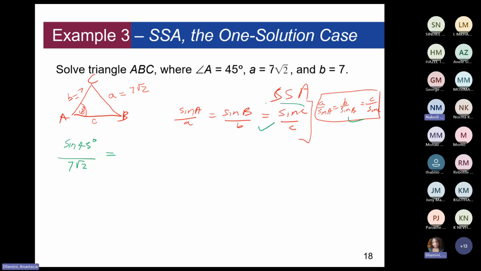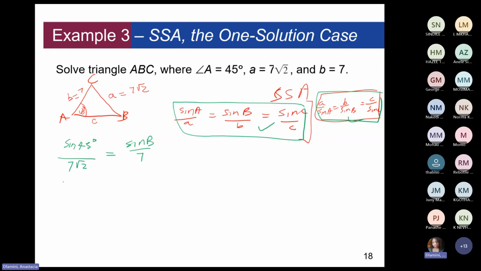Are you using this one or this one? Because now you are confusing the two. You said sine 45 over 7 root 2, isn't it? So equals to what? Sine B over 7. So from here, you can see you cannot use it.